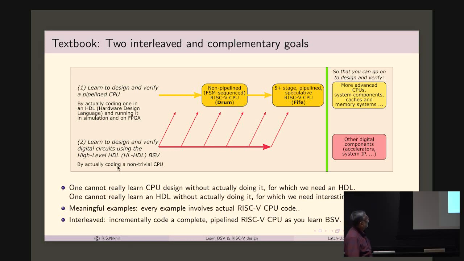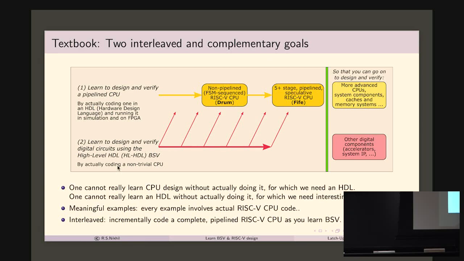So the approach is, first of all, to do these things in an interleaved manner. That is, we're trying to learn the language, and we're trying to learn pipelined CPU design. The whole thing has been structured as a gradual learning curve, so you can incrementally learn more and more about BSV and keep applying what you've learned to actual examples from the CPUs that we're going to end up with, right?